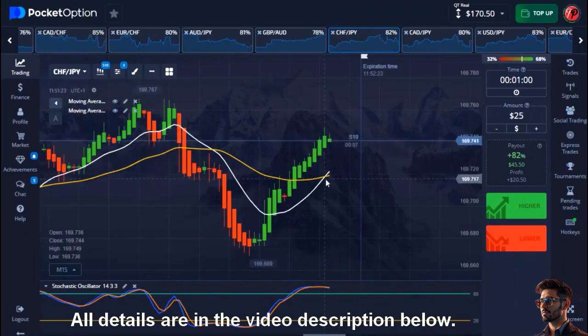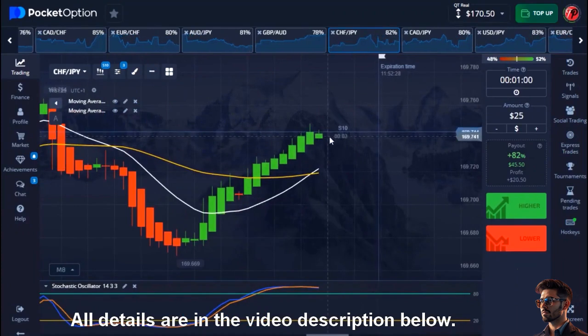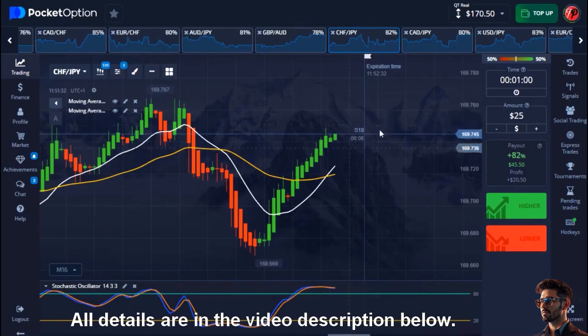You can see the intersection has happened, but when you check the candlestick right here, I have not really gotten an approval because it's not strong yet. So I'm actually waiting for the next candlestick before I make a decision.